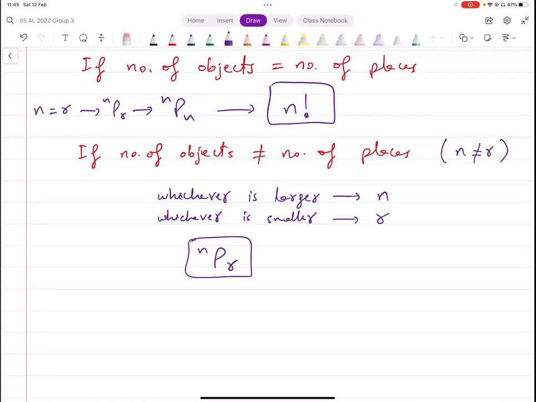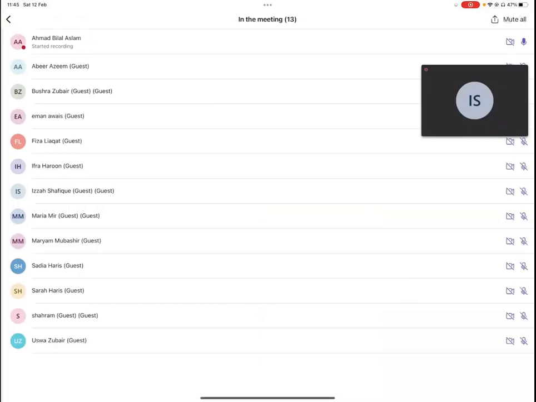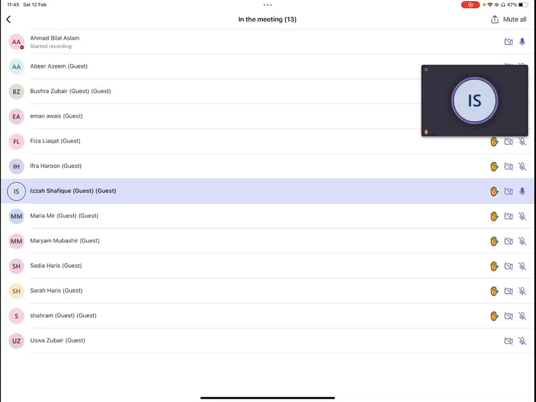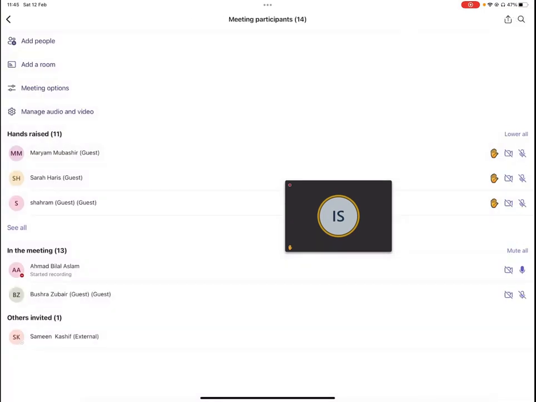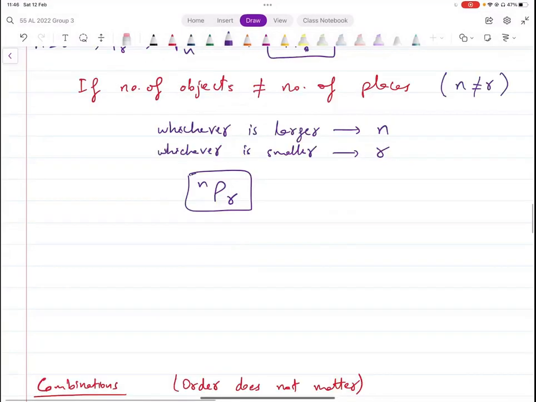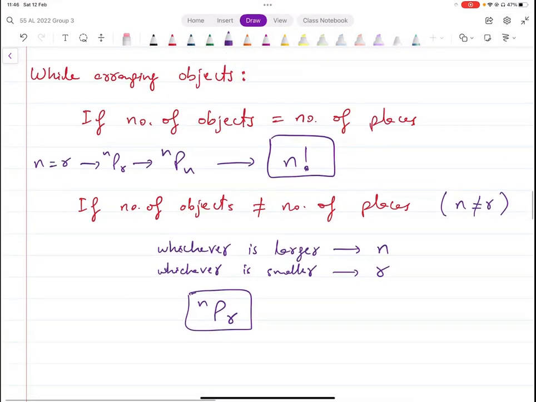Clear है सबको? Any questions on this? No? People online, any problems? Can I raise the hands from everyone? It's clear. Okay, good. Okay. So this is permutations, okay?